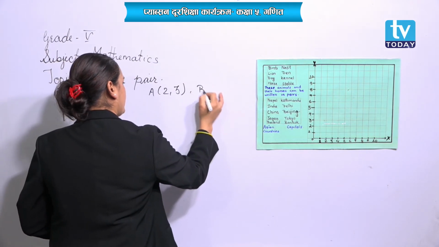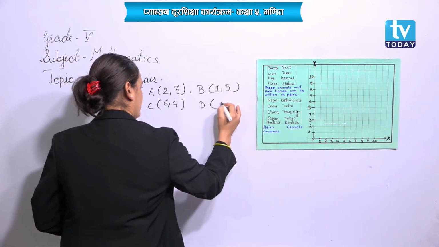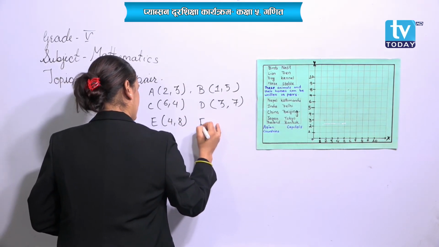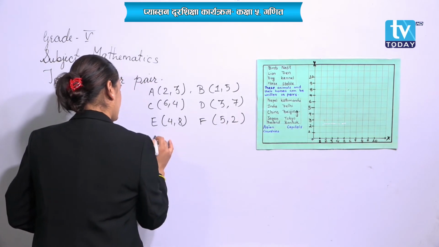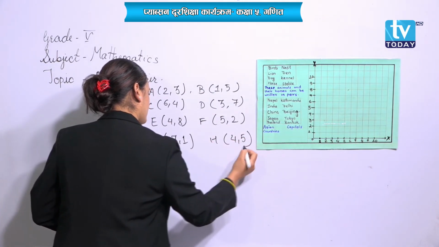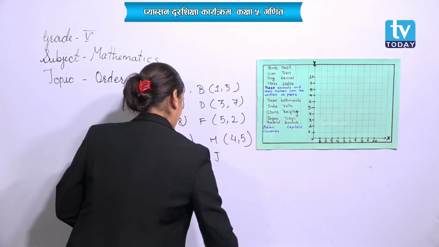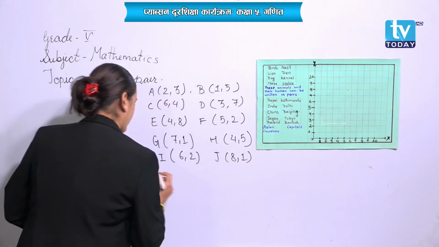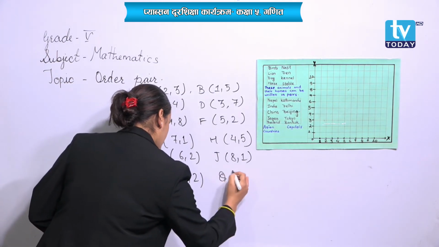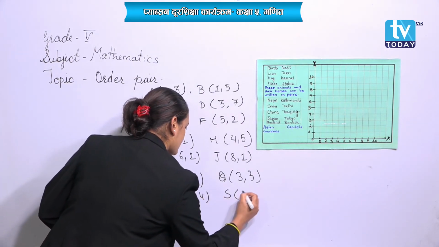A (2, 3), B (1, 5), C (6, 4), D (3, 7), E (4, 8), F (5, 2), G (7, 1), H (4, 5), I (6, 2), J (8, 1), and P (1, 2), Q (3, 3), R (5, 4), and S is (7, 5).